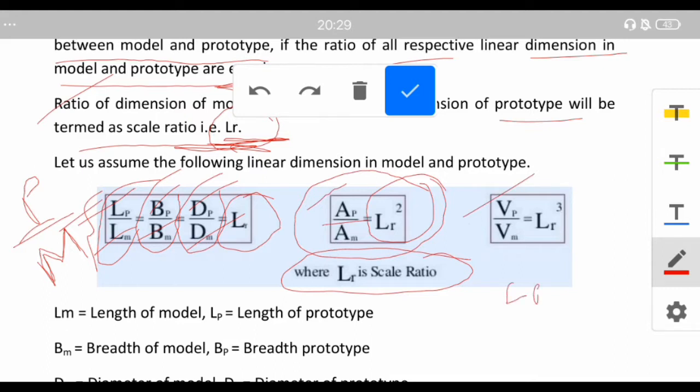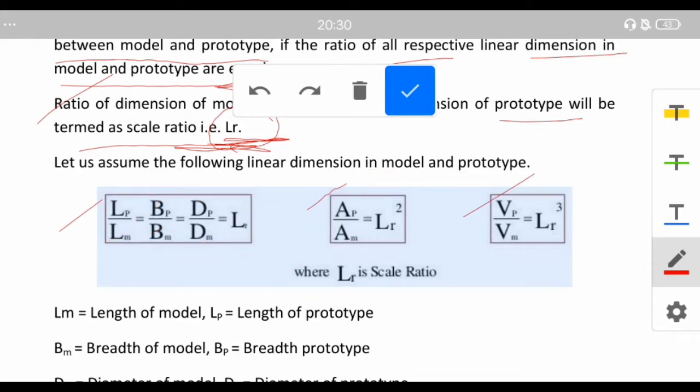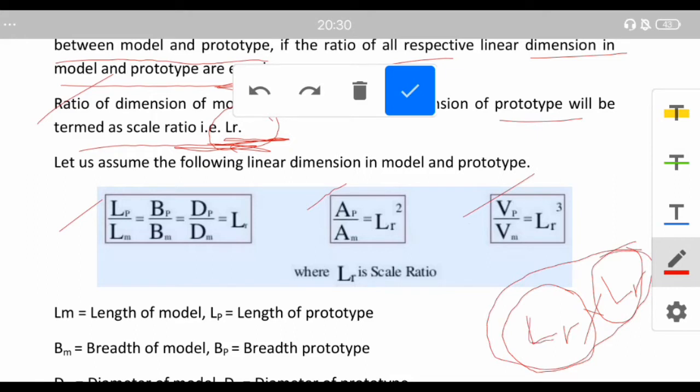So suppose it is LP upon LM multiplied by BP upon BM, so I can say that this is LR. Again it will be LR times LR, one for LP upon LM and one for BP upon BM. So in other words, the area, that is L into B, will be LR multiplied by LR, and thus it will be LR square.